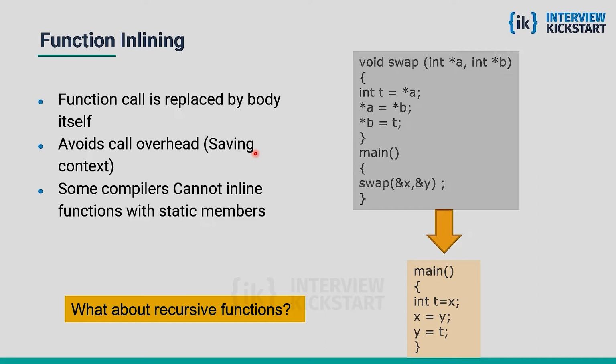Now this works fine if the called function is not very big, like in the case of this swap function here, it just does two assignments here.